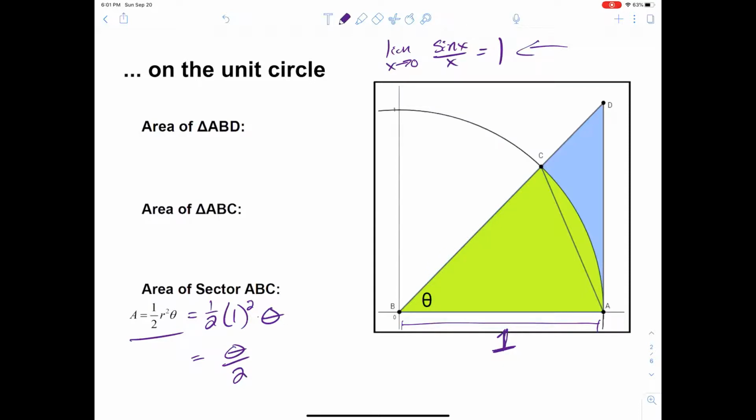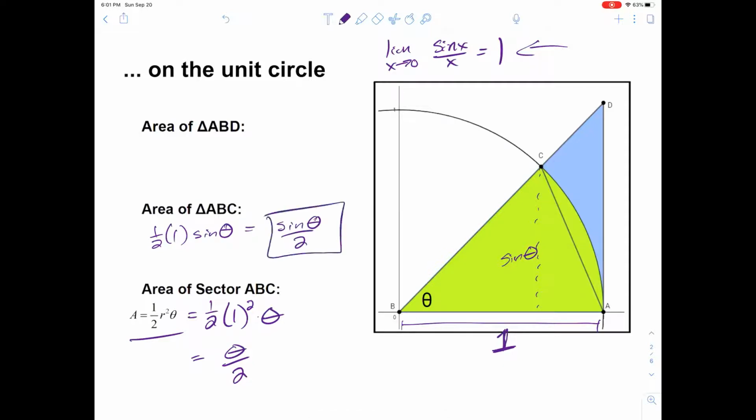The second one that's pretty easy to get is the small triangle. So triangle ABC, the middle one on our screen here. I'm going to need a height of that triangle. If I drop that down right there, you'll notice that that height is sine theta, because we're on the unit circle, which means that the area of this triangle is 1/2 times its base. Its base is 1 because it's the radius of the circle, and its height is sine theta. So the overall area of this is sine theta over 2.